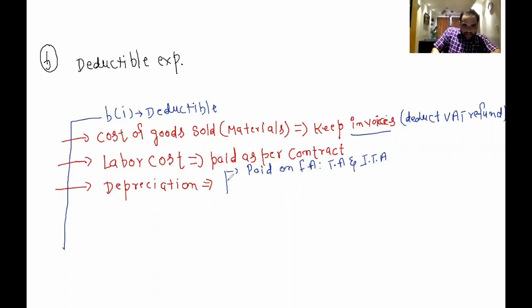So the second thing is the definition of assets. Make sure we know the definition of assets. If your asset does not meet the definition of a fixed asset, it will not be treated as an asset, right? So life is a minimum of 1 year, right?